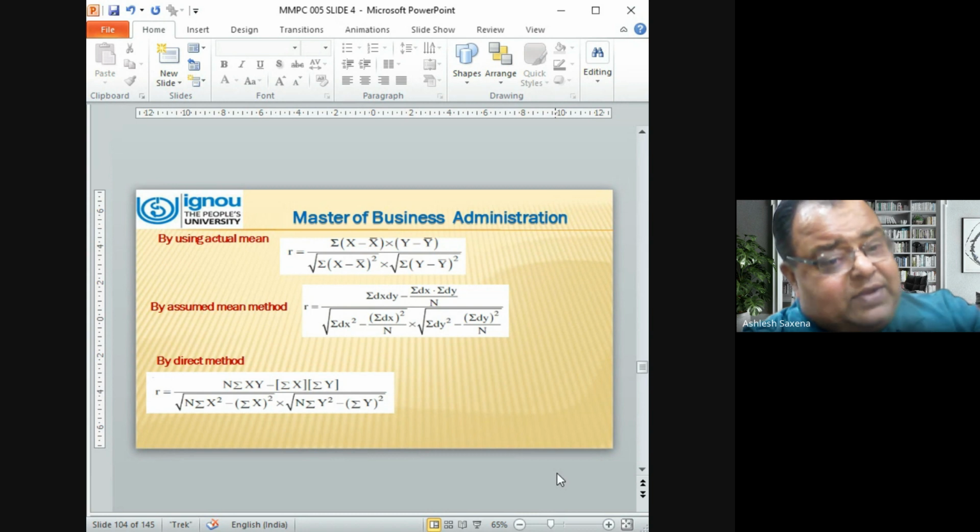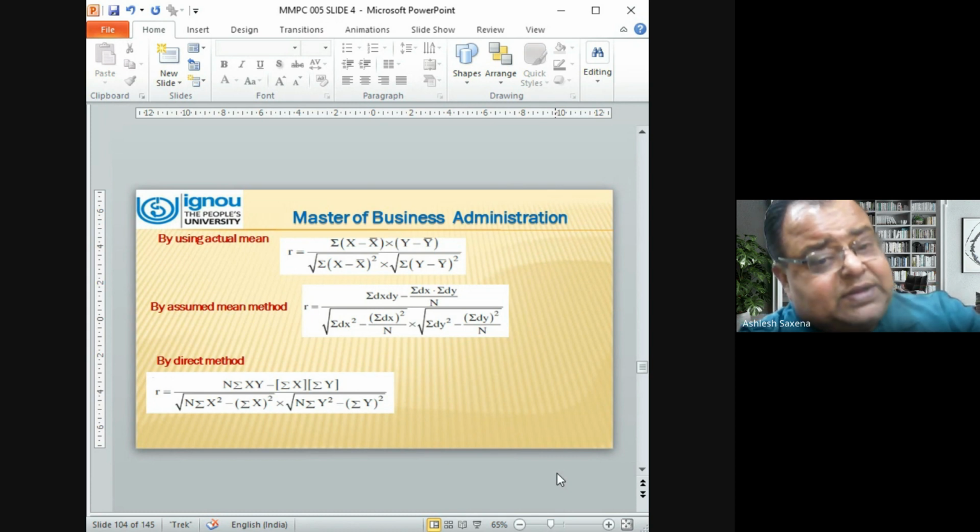There are three relations shown over here, and they are basically as per the question. First one is r is equal to summation of x minus x bar into y minus y bar, in short, we can say summation xy, divided by under root summation of x minus x bar squared into summation of y minus y bar squared. Y bar and x bar are the respective means of y and x. If we are using the assumed mean method, in that case we have to use this formula.